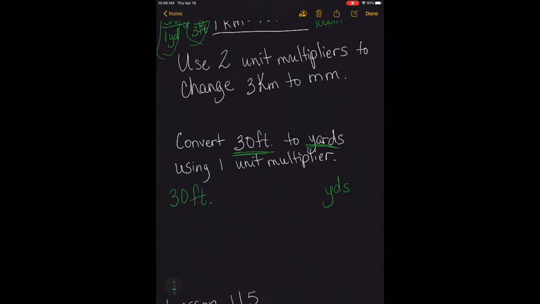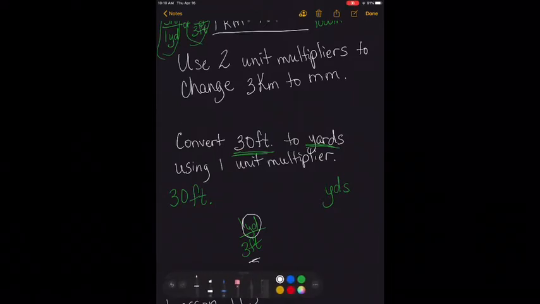Okay, so the way you determine which unit multiplier to use, we know we're either going to use this one with feet on top and yards on the bottom, or we're going to use yards on top and feet on the bottom. All right, so what you want to keep in mind is that you always want to use the unit multiplier that has the thing you want in the end in the numerator. And the thing we want in the end is yards. So that means we're going to use this unit multiplier.